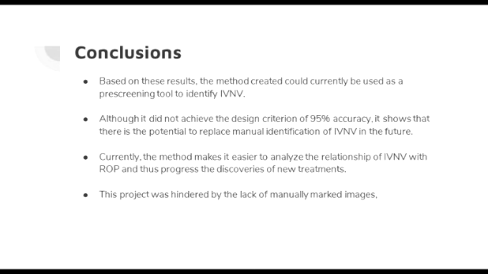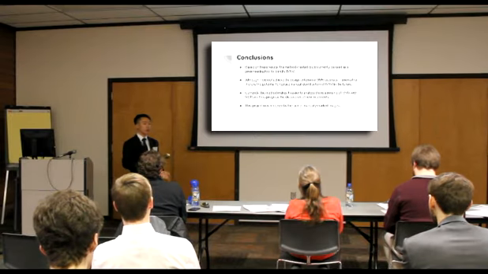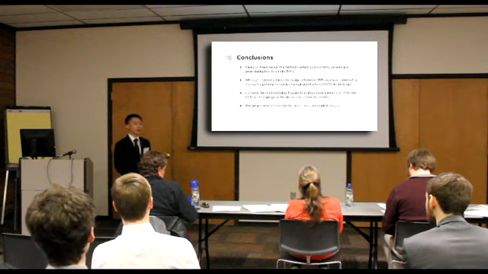That takes a long amount of time, whereas with my method, it takes less than 1 second to predict one of those 7 by 7 images. And although this did not achieve a 95% accuracy, it shows a lot of promise, and it shows that there's a much better way to identify IVNV and thus help progress the treatment of ROP in the future.